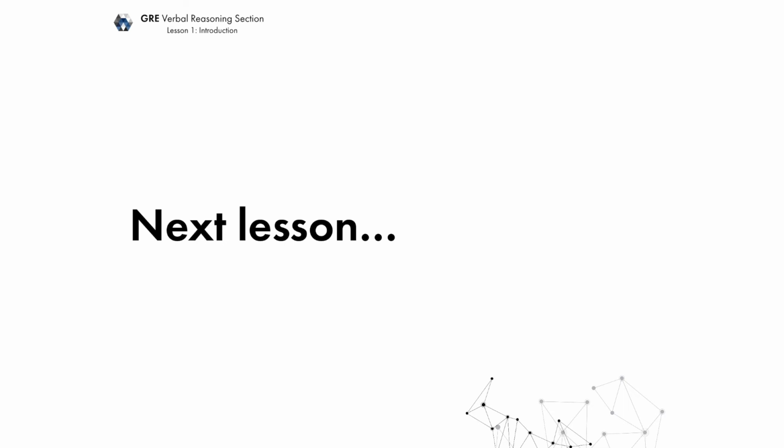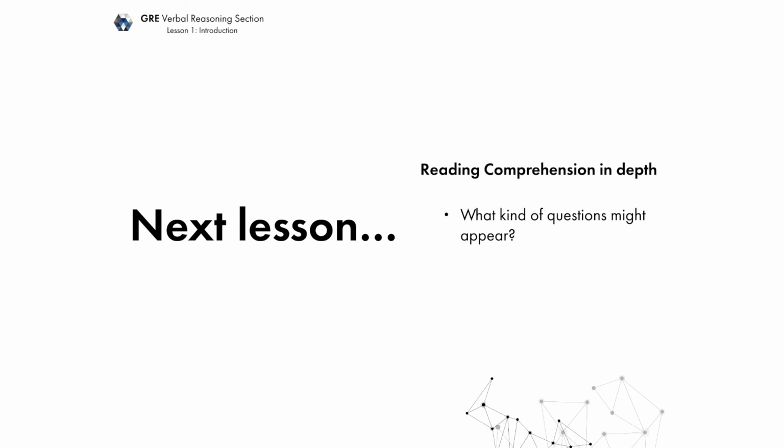Okay, that's it for our general overview. We're going to continue on in our lesson and start getting really specific about the 3 different kinds of questions you're going to see. We're going to start in our next lesson, lesson 2, by tackling reading comprehension in some depth. We'll go over what kinds of questions appear in the reading comprehension section, and we'll introduce a couple of different strategies for success.